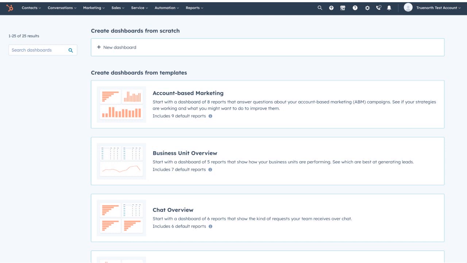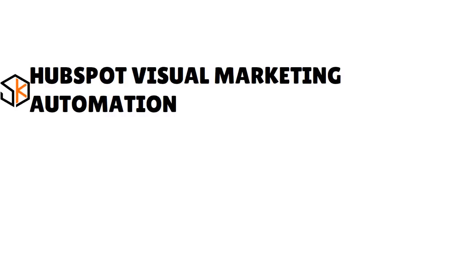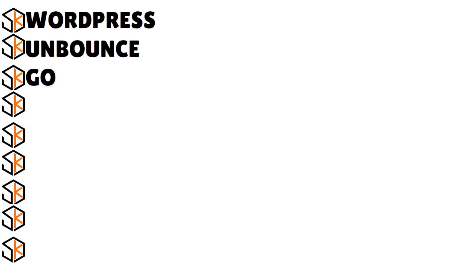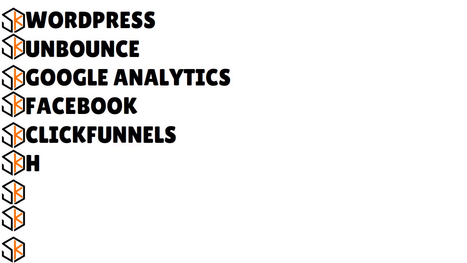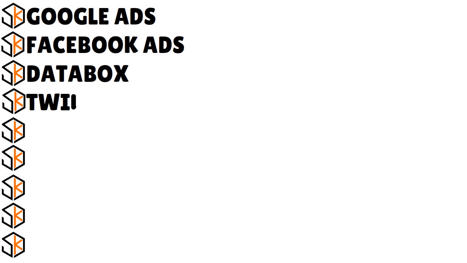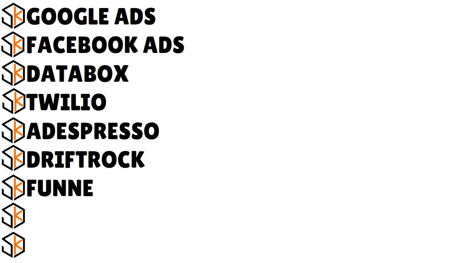So what are the HubSpot's features here? So when we talk about HubSpot as a landing page builder and marketing automation software, you have HubSpot visual marketing automation. You have Salesforce integration. So basically, when we talk about Salesforce integration, you have strong two-way sync, means you can keep all your data up to date. So in terms of integrations, you have WordPress, Unbounce, Google Analytics, Facebook, ClickFunnels, HubSpot, LinkedIn, Facebook pages, Instagram lead ads, Google ads, Facebook ads, Databox, Twilio, AdExpresso, DriftRock, Funnel, Outlook, and Gmail.